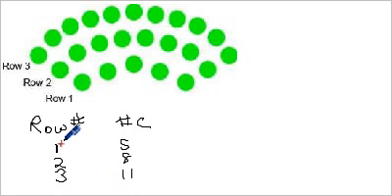So take a look at the relationship. As the row number increases, the number of chairs increases by how much each time? Going from this row to this row, we add 3 chairs. Going from this row to this row, we add 3 chairs. So every time we add 3 chairs to the row.